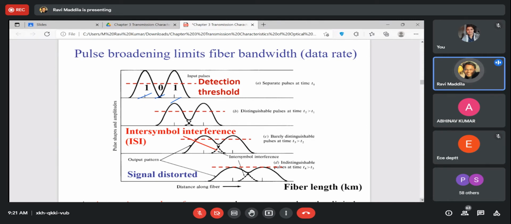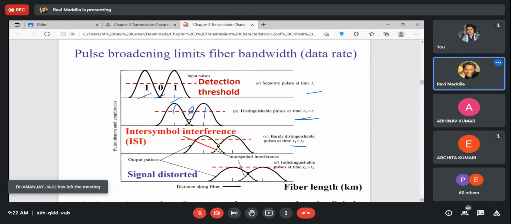After a certain distance, at time t2, which is greater than t1, the pulses are distinguishable. Okay, so the receiver now thinks that if you are trying to receive the signal at t2, then the receiver says that it has received a 1, a 0, and a 1. As we go ahead, meaning at a further time, refers to larger distance.